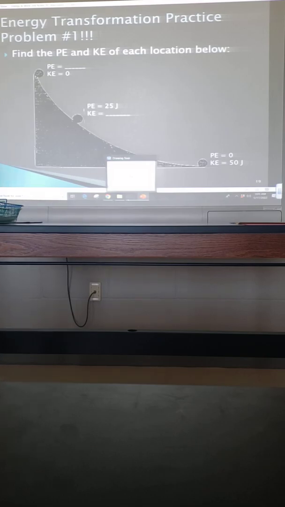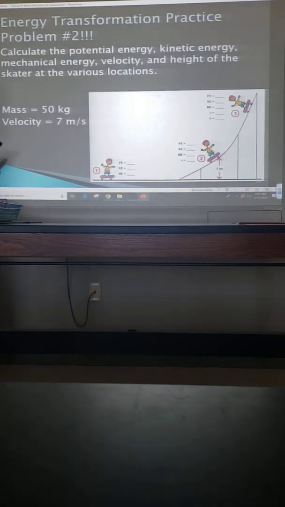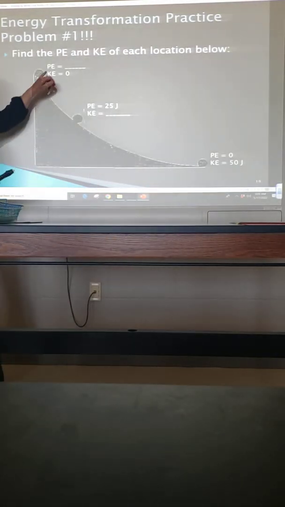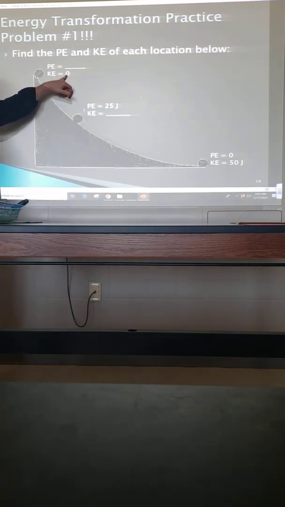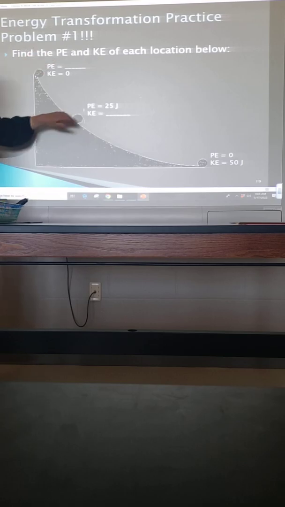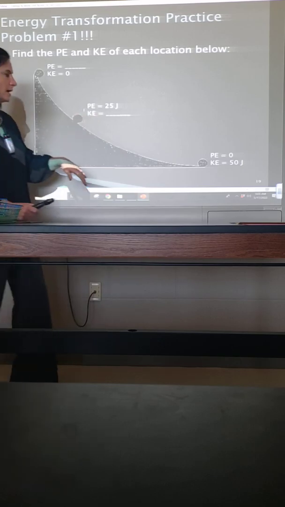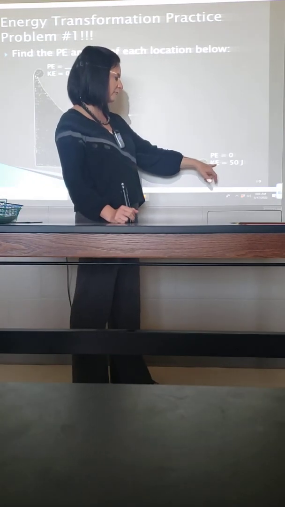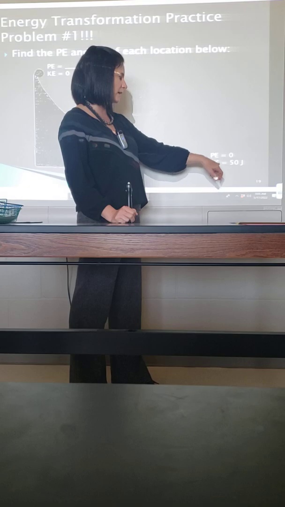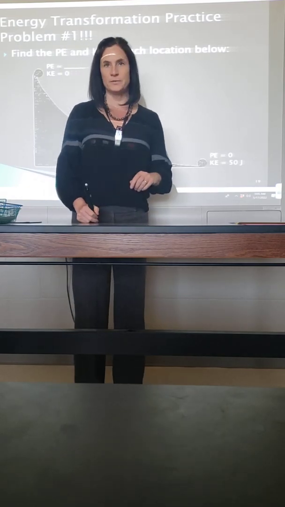On slide number 19, it wants us to find the potential energy and the kinetic energy, and certain pieces of information are given at certain locations. Here we have 0 kinetic, which makes sense because we're at the very top, so we'd have all potential. Here we have 25 joules of potential, we do not know the kinetic, and down here we have 50 joules of kinetic and 0 joules of potential.